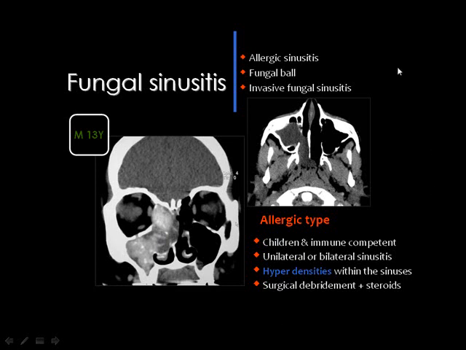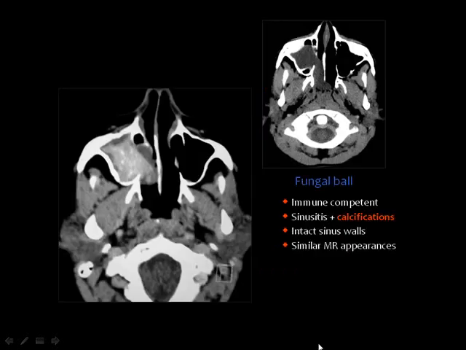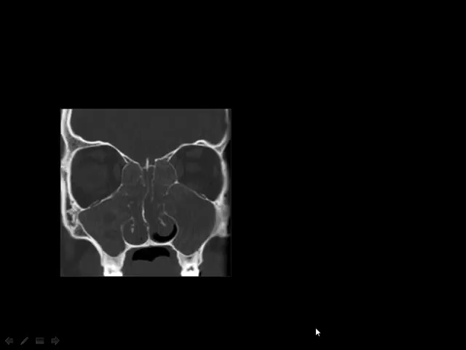We have three types of fungal sinusitis: the allergic type, the fungal ball, and the invasive fungal sinusitis. The allergic type is usually seen in immune-competent patients, maybe more common in children, and the presence of hyperdensities is very important for diagnosis of fungal sinusitis. Then compare the density of regular sinusitis and the density of fungal sinusitis. Whenever you see calcium inside the fungus, then you are dealing with a fungal ball.